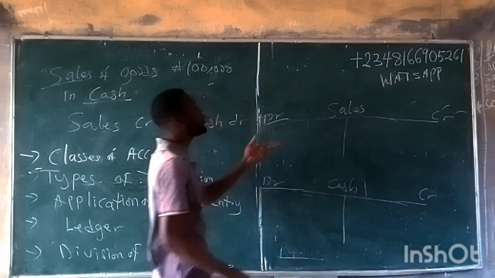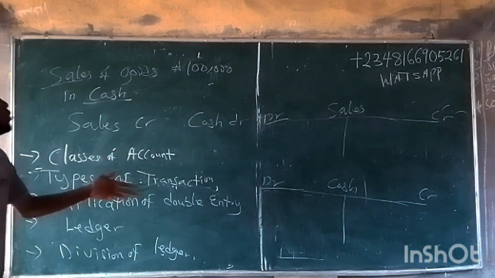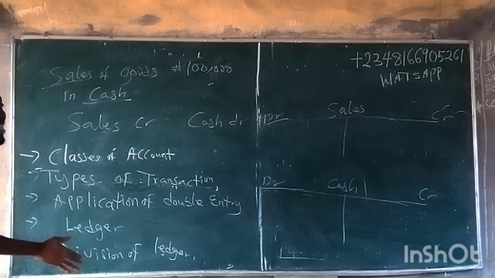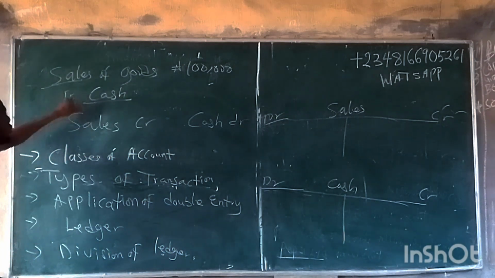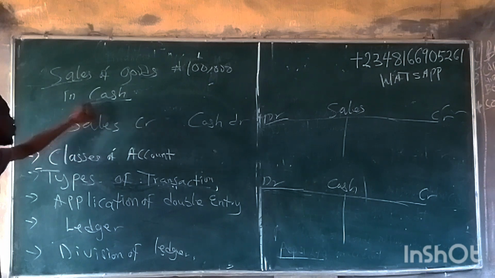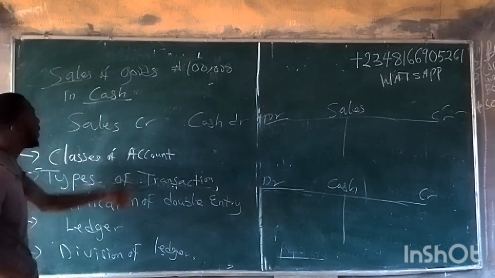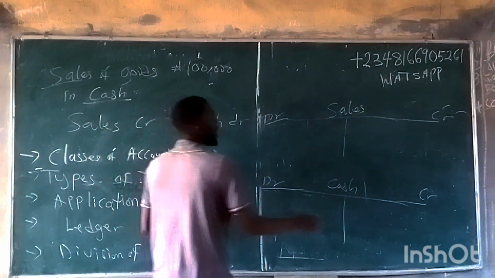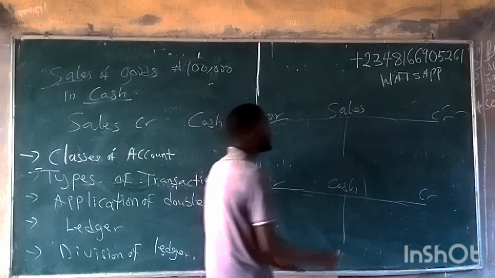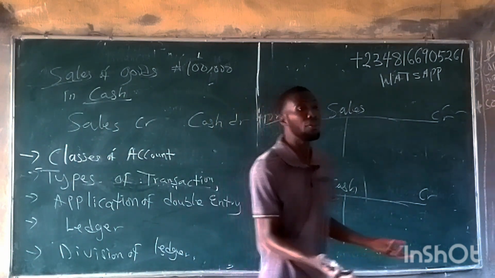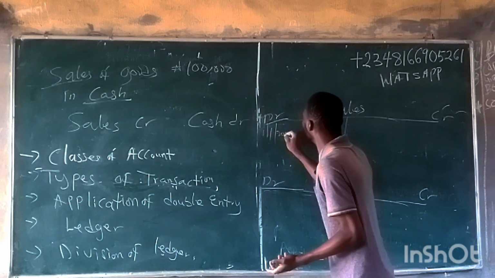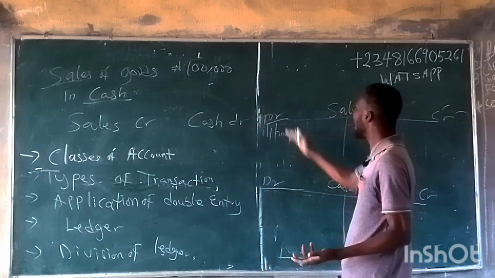You can see that I'm preparing two accounts because it's a separate account. You need to prepare a separate ledger for that. Why? Because there are two, the sales and the cash. Now, the sales will be at the credit side because it's going out. Then let's give the date the transaction takes place. Let's assume January 1, 2024.